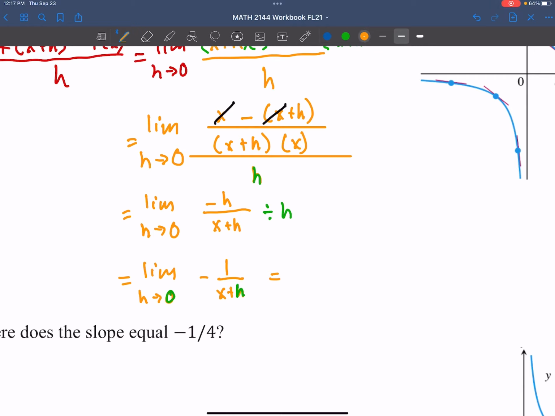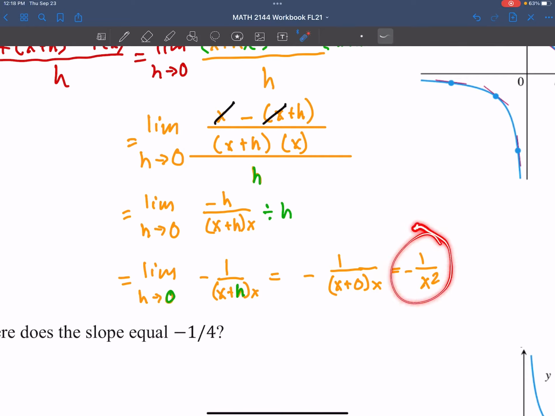oh, I forgot something. I forgot my x here. Sorry about that. So that x should be there, and we still have an x here. Plugging in 0, we get 1 over x plus 0 times x, which is 1 over x squared with a negative in front. So what is this right here? This right here is a formula we can use to find the slope of the curve, aka the slope of the tangent line, at any point in the domain.